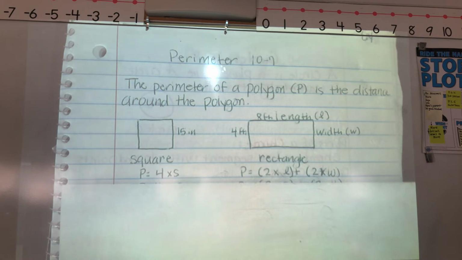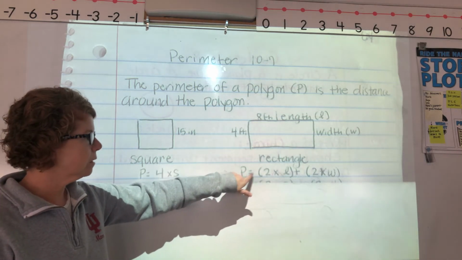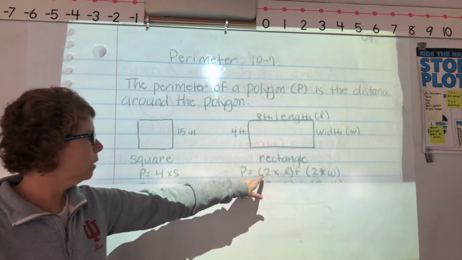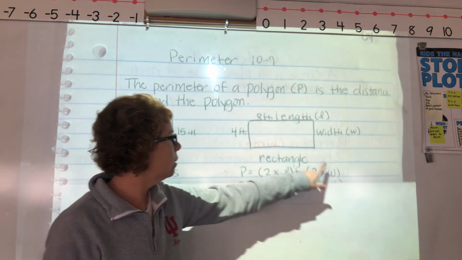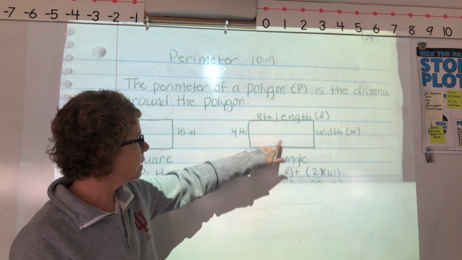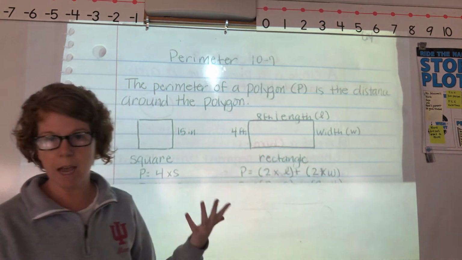We have 2 sets of congruent sides. So instead, we're going to write the formula first. P equals, and I put it in parentheses since we're adding it, 2 times the length plus 2 times the width. So I know that I have to multiply this guy by 2, I have to multiply this guy by 2, and then I have to add them together.